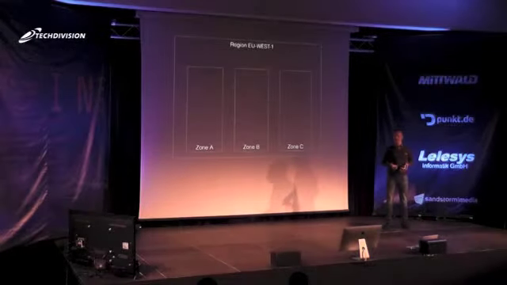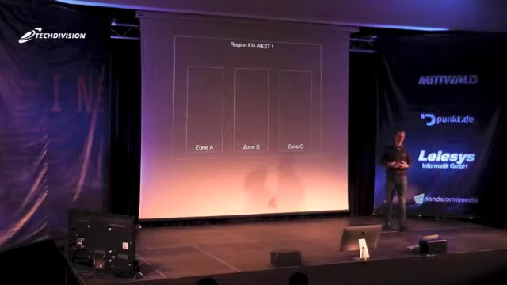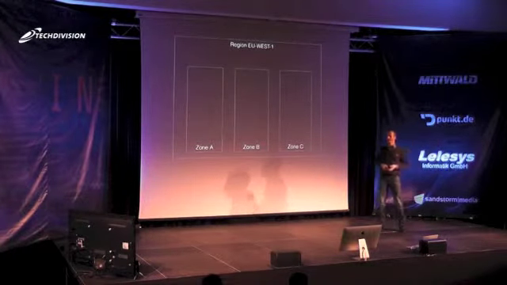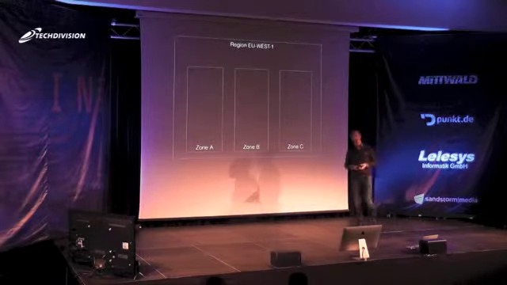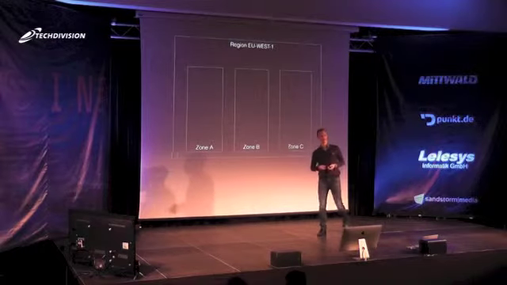And to show this, we'll use this diagram through the rest of the talk. It shows the region EU West 1, that is Ireland, and we have 3 zones, zone A, B, and C, which are all different data centers.